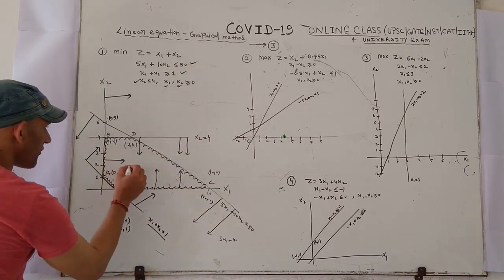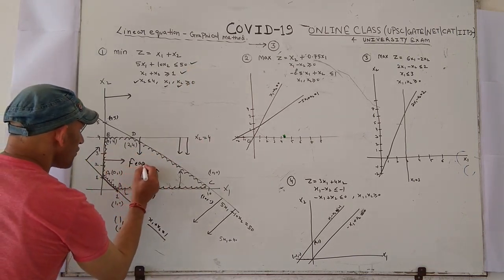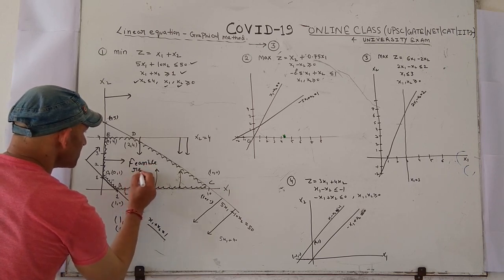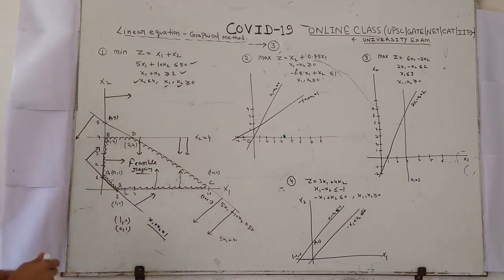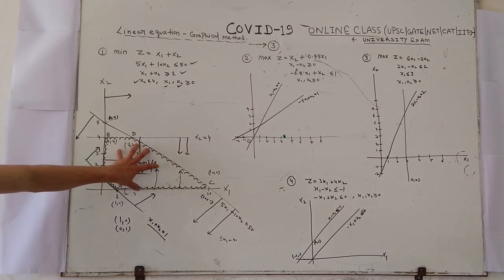So this common region is the feasible region. Already we have discussed, this is the feasible region. So our answer will hold in this region.